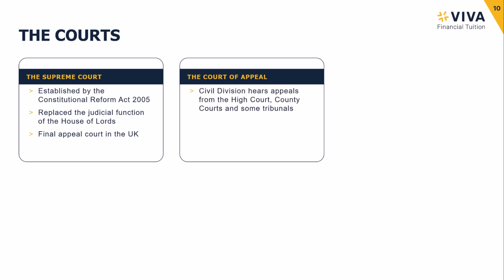Court of Appeal, so they hear appeals from the High Court, County Court, and some tribunals. The tribunals we'll cover in this course will be employment tribunals generally, so that's the one we have to worry about. The Criminal Division hears appeals from the Crown Court, and appeals go to the Supreme Court. So if you're not happy with the Court of Appeal decision, you go to the Supreme Court.